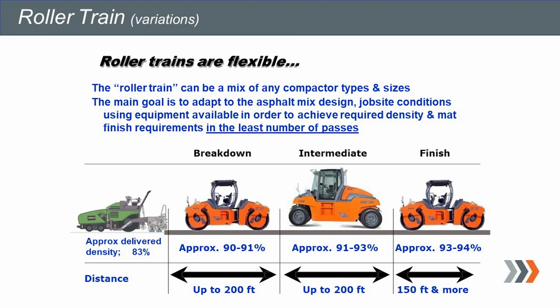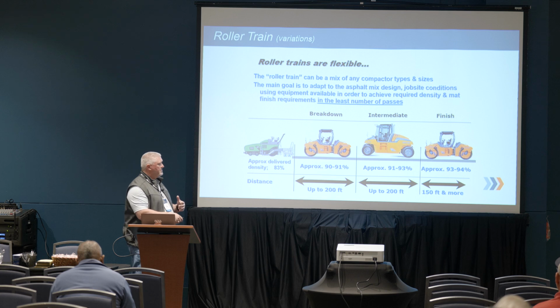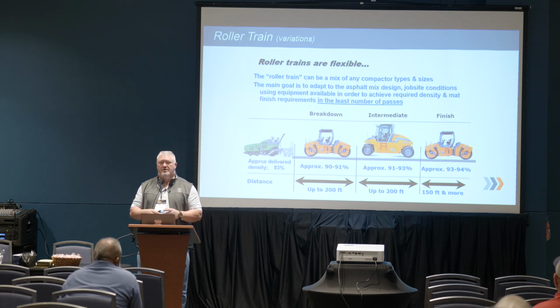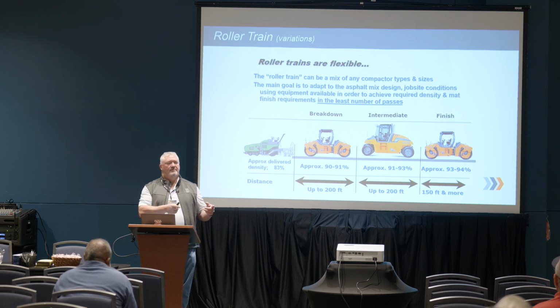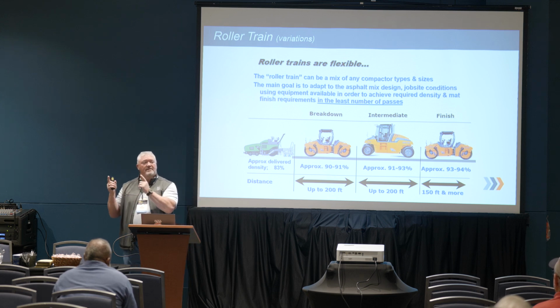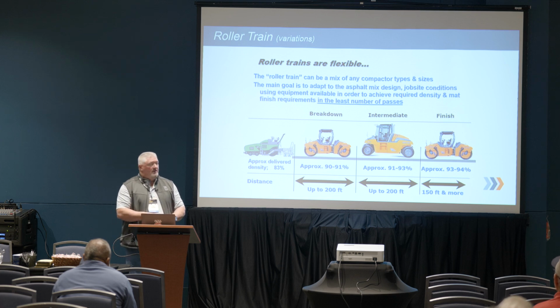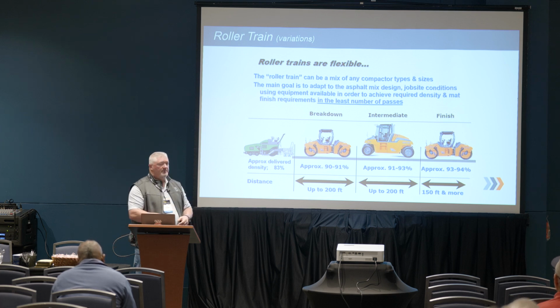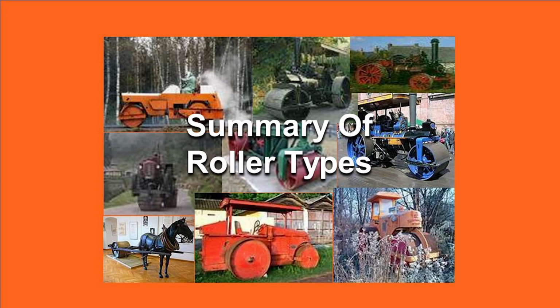Roller trains are flexible. They can be a lot of different machines in different positions. This is probably typically what I see in most cases, with a rubber tire roller in the middle. There are some states that put the rubber tire up front. There are some that require it as a finish roller. I don't know why, but they do. But it's very important to make sure we understand which rollers we have and how to use them correctly.